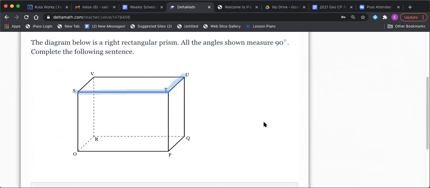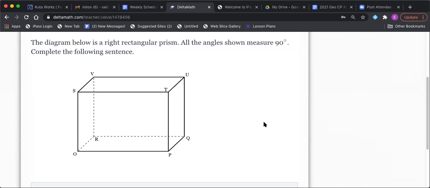T. Yes, point T. If you have 2 lines that are going to intersect, they're going to intersect at a point. Okay, how about these? How about SO and ST? Where do those 2 intersect? Jeremy? Yeah, point S.